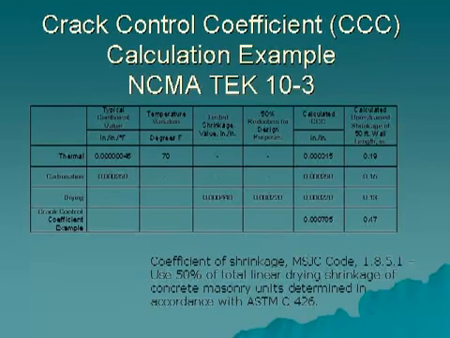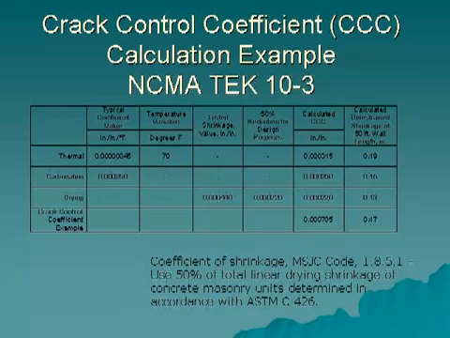To understand shrinkage potential in masonry, we provide an example of a crack control coefficient that is based on guidelines from NCMA's Tech 10-3. There are three main types of shrinkage in concrete: thermal, carbonation, and drying shrinkage. Here we want to know how much length change, in actual inches, should be designed for in a 50-foot long wall.